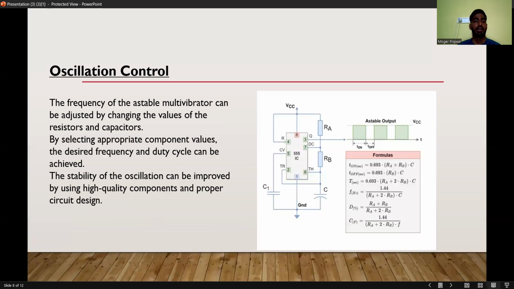Next page. Oscillation control. The frequency of the astable multivibrator can be adjusted by changing the values of the resistors and capacitors. By selecting appropriate component values, the desired frequency and duty cycle can be achieved. The stability of the oscillation can be improved by using high quality components and proper circuit design.